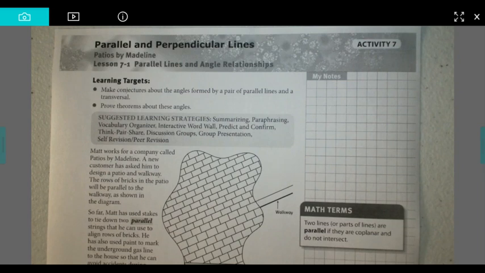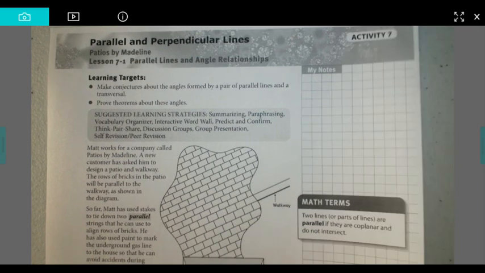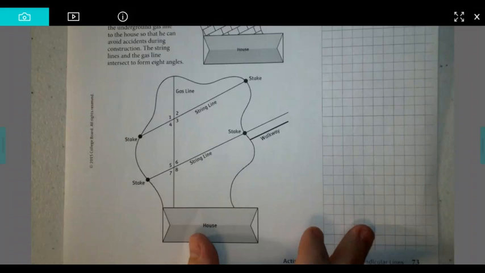All right, today we will be covering Lesson 7-1, Parallel Lines and Angle Relationships. On the previous couple of slides, we talked about Matt working for this company where he lays patios. He has the following picture of a patio.